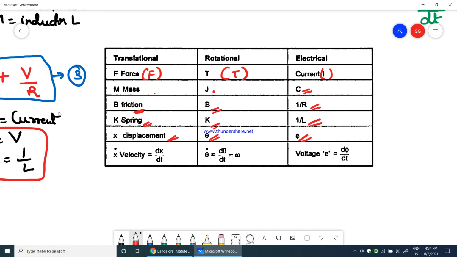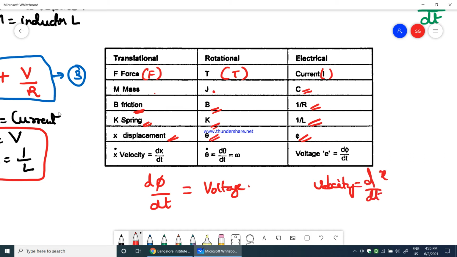Now it is flux. Okay, so the time rate of change of flux is actually equal to voltage. We all know that. We have seen this in the electric field and magnetic field discussion. I hope you know that the time rate of change of flux will be equal to the voltage. Okay, so therefore displacement, velocity is what? Velocity is time rate of change of displacement. We know this. So when voltage is equal to velocity, definitely the flux should be equal to displacement.